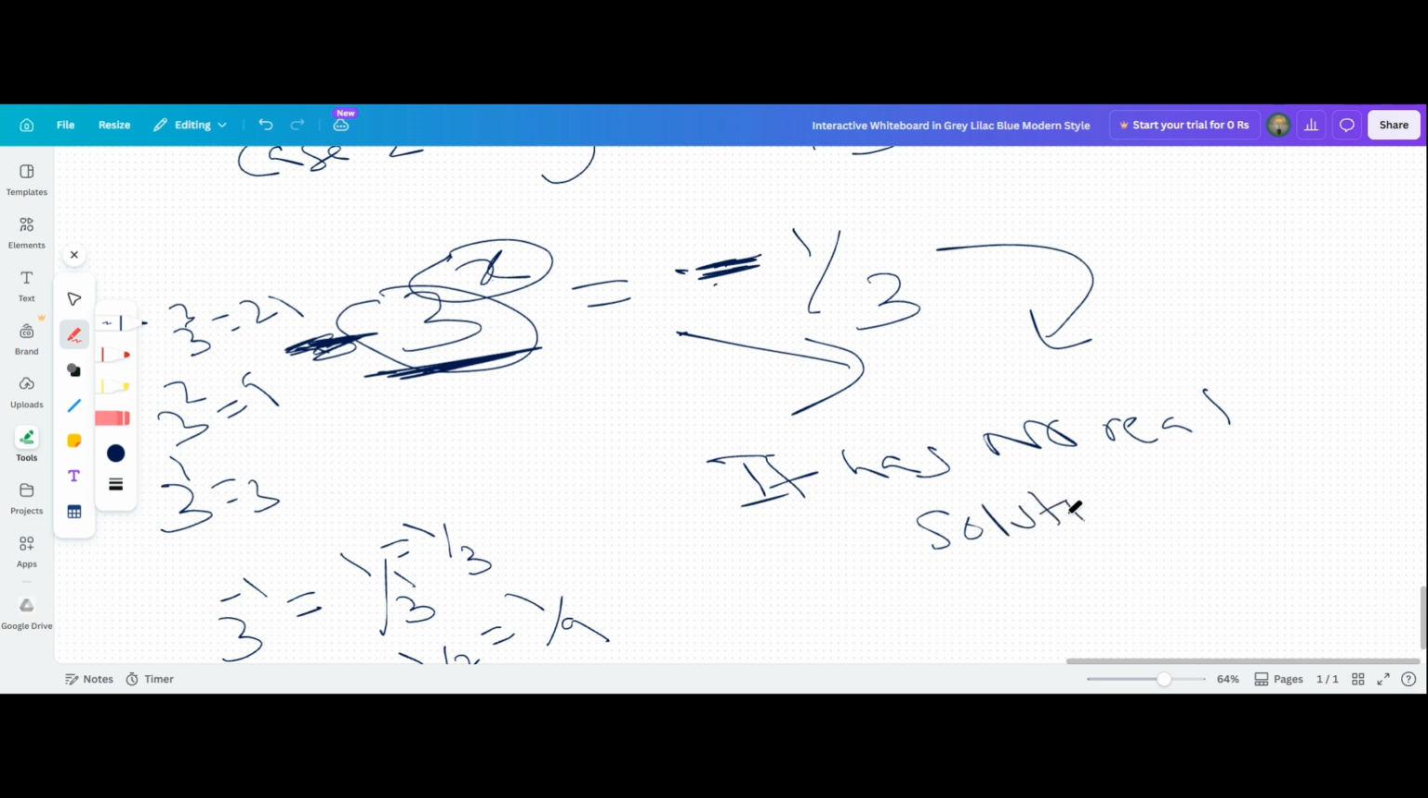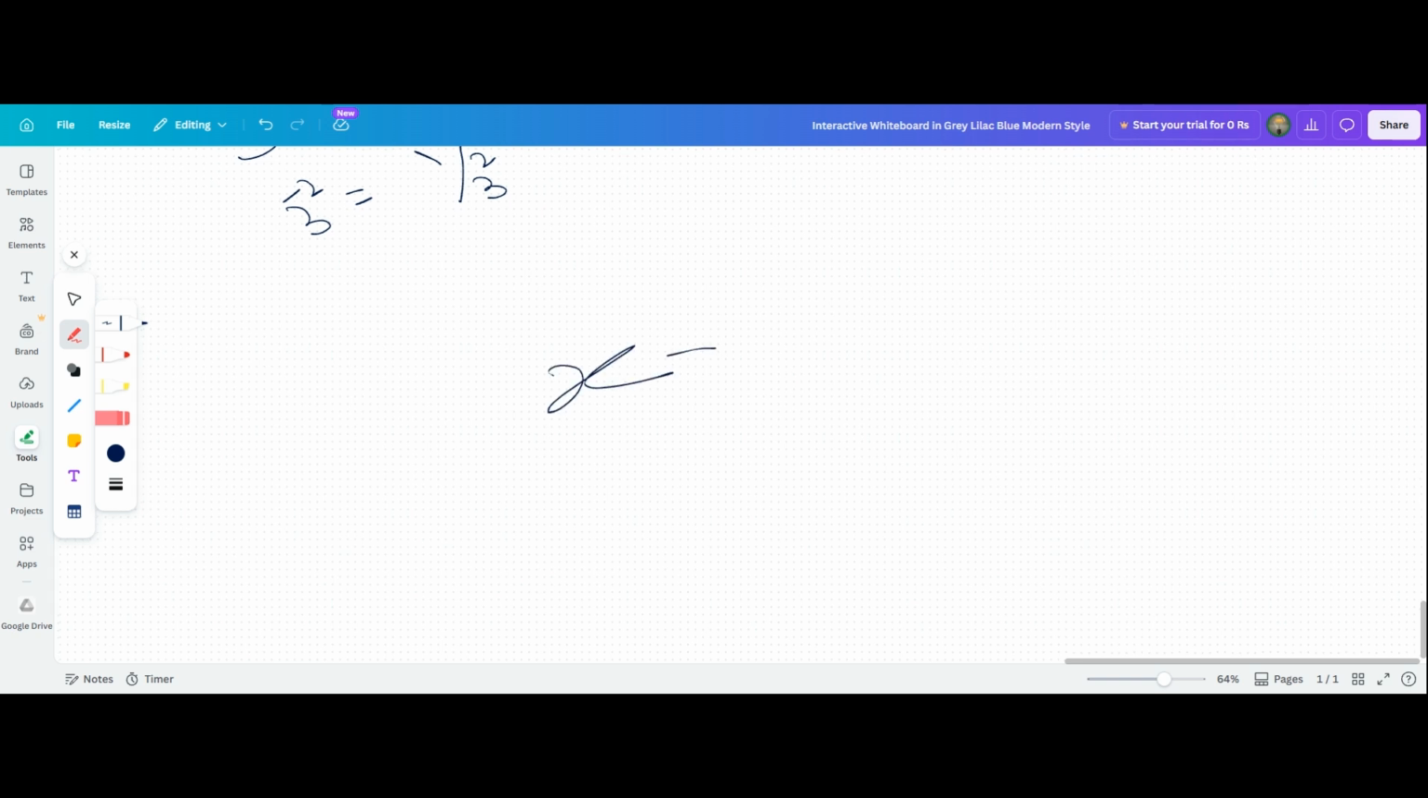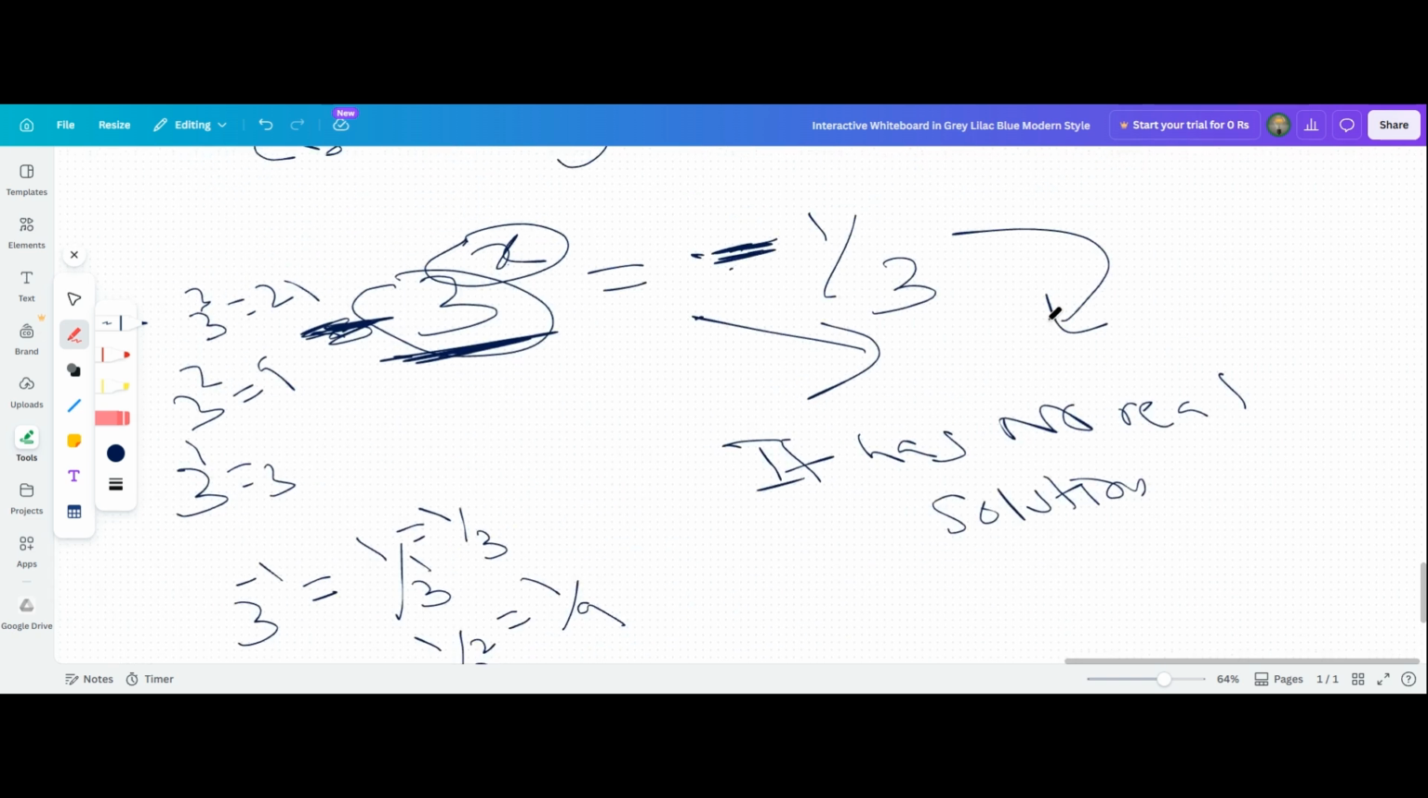It's better to write the reason. Any positive number raised to any real power can never result in a negative number. You can write this. It is always better to write the reasons. Therefore this has no real solutions. So the answer is x is equal to 2. That's it. X is equal to 2.